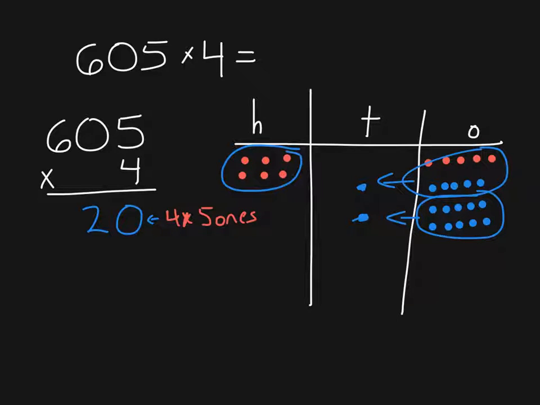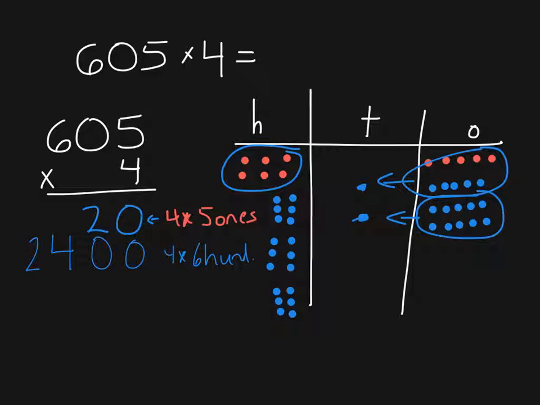Now I'm going to take a look at my hundreds, and I have to multiply my 6 hundreds by 4. So I have to make 4 equal groups. So I already have 1 group of 6. That's 2 groups of 6, 3 groups of 6, 4 equal groups of 6. So altogether, 4 times 6, that is 24. So when I write this over here as my partial product, and I say 4 times 6 hundreds, that becomes 24 hundreds, which is really 2,400.